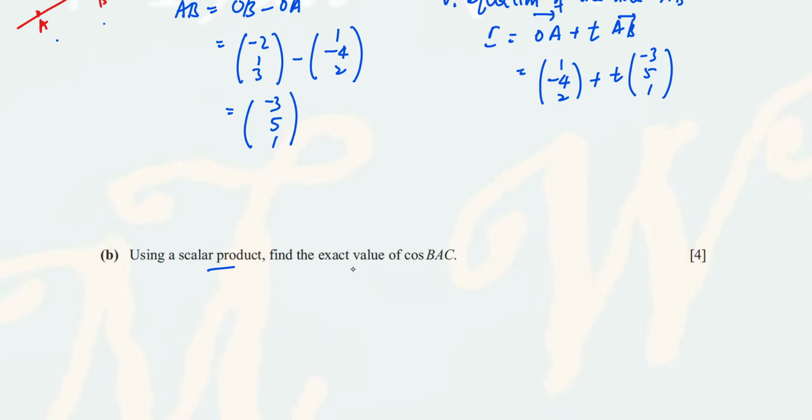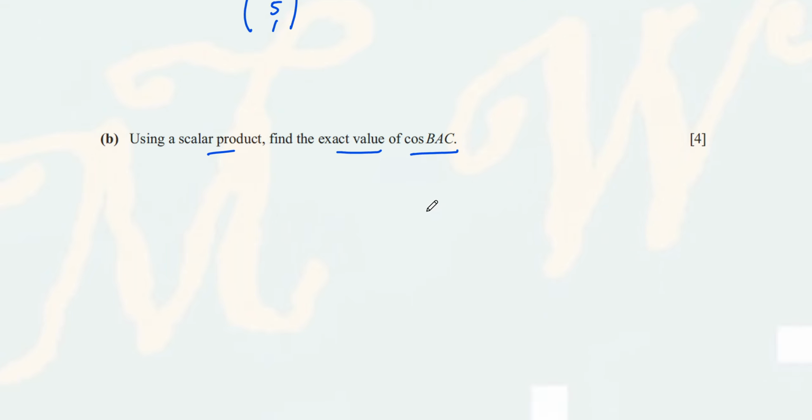Now using a scalar product, find the exact value of cos BAC. Okay, so now here, cos BAC. So just now we found AB. Let's say this is a point C. We have found the line AB. So the exact value of cos BAC is over here. That means based on this, we need to get the vectors of AB and AC so that theta is the angle bounded by these two vectors, and using the scalar products formula, I need to find out what my AC is first.